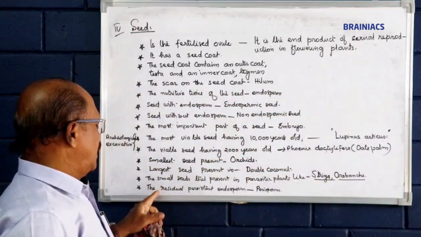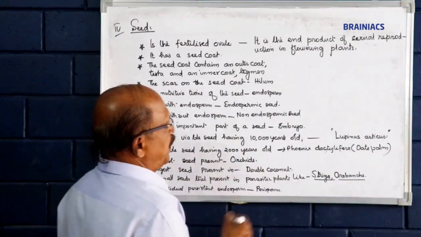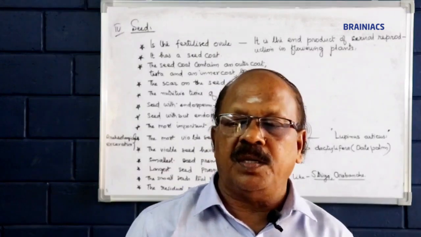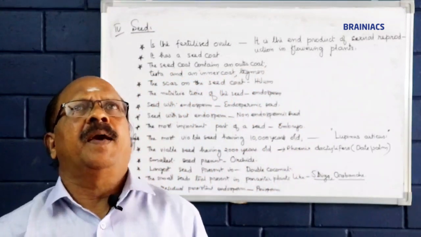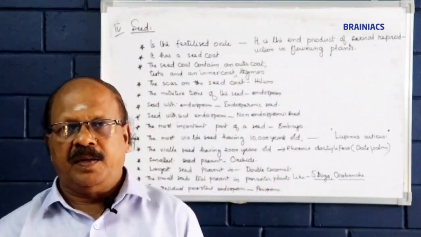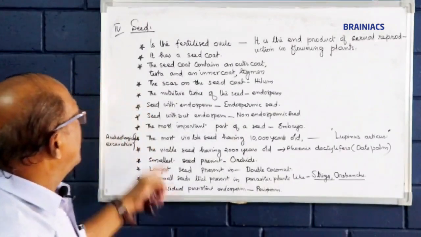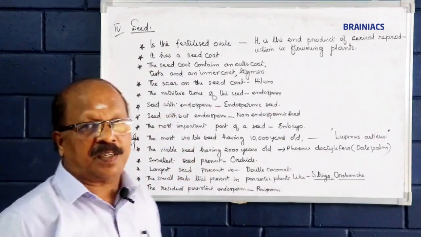Then the residual persistent endosperm of the seeds, perisperm. Perisperm is there in seeds of cedium, and pepper, etc. So these are all some important key points in connection with the seeds.